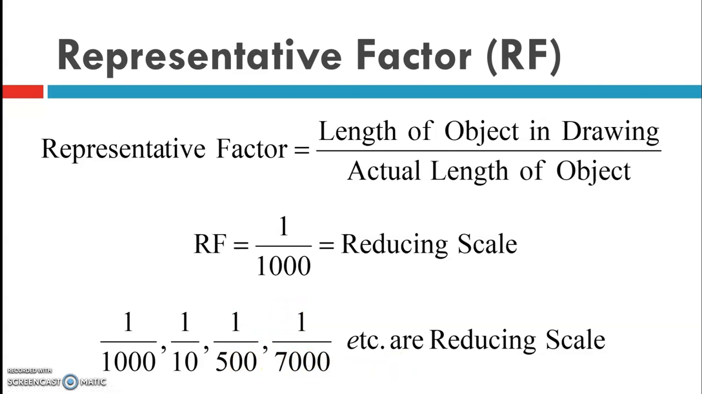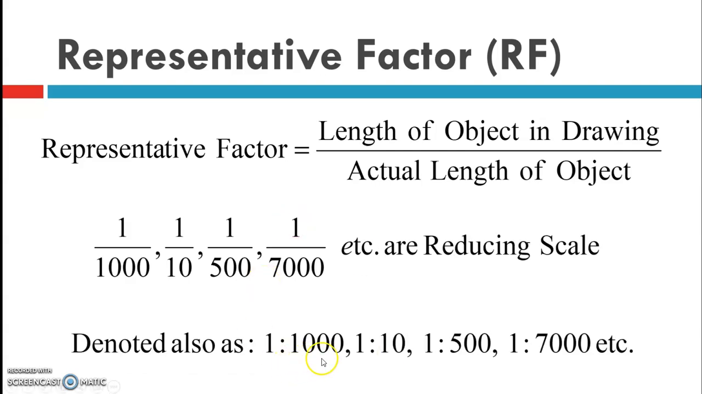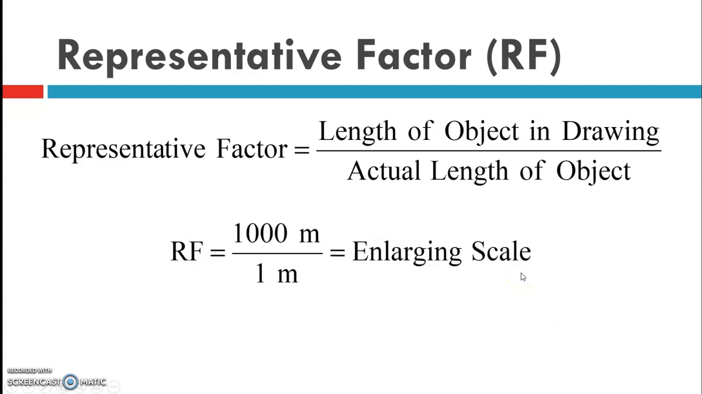It can also be denoted or symbolized as 1:1000, 1:10, 1:500, 1:7000. So all these are the methods to denote the reducing scale. Now let us take another example.